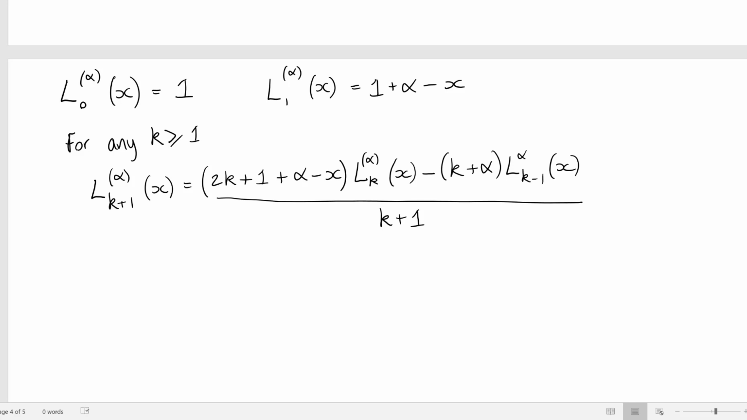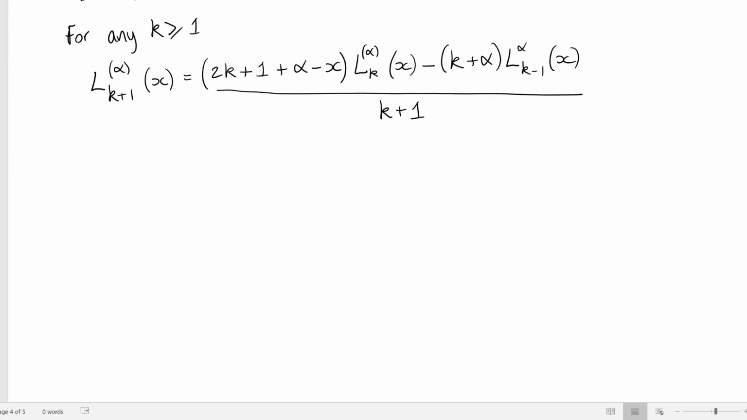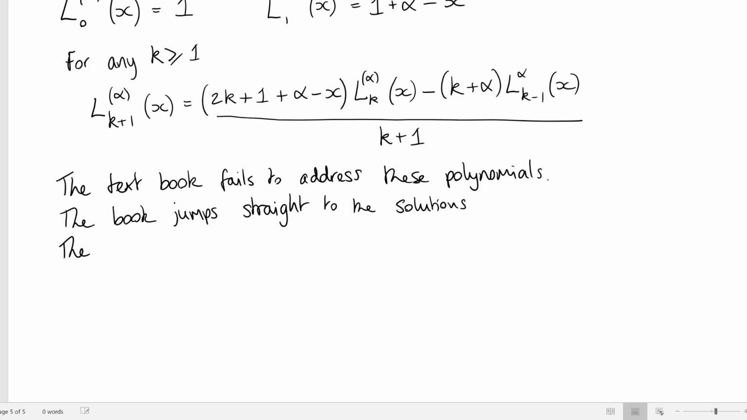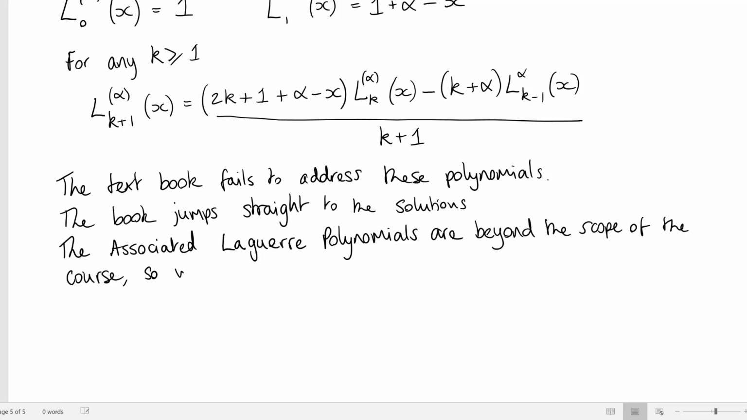So this is a description of the generalized or associated Laguerre polynomials, and I want to add something here to state why we're not going to go into too much detail with these. You may be relieved to hear. So this is my editorial. The textbook fails to address these polynomials. The book jumps straight to the solutions. The associated Laguerre polynomials are beyond the scope of the course, so we will just recognize the solutions and accept them.